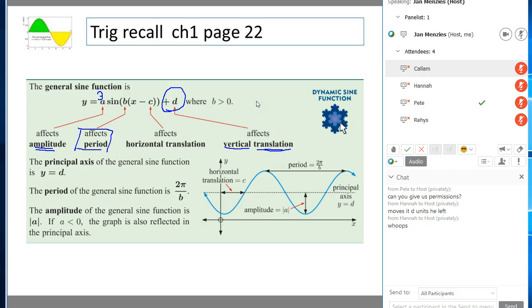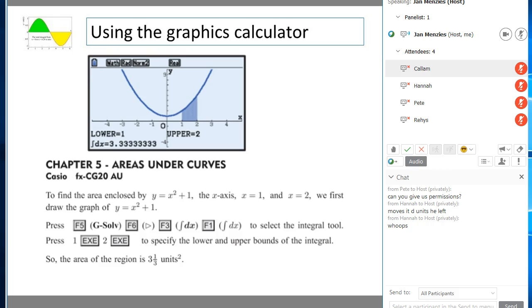I think it's chapter one. Here it is. In chapter one, you might find it's worthwhile to go back and just do, on your graphics calculator, draw some of these functions and take the time to notice what the different aspects do. So that's assumed knowledge.